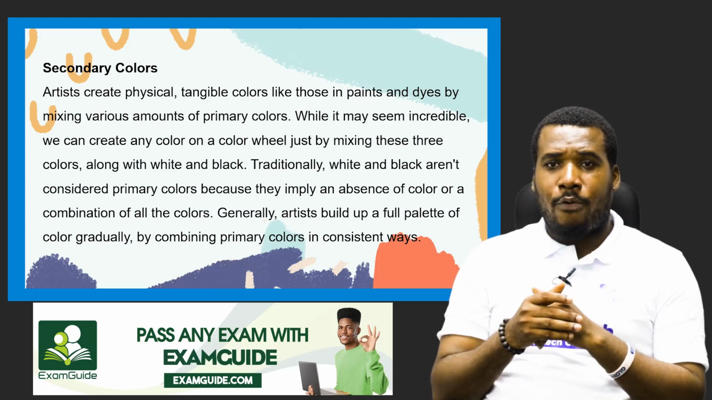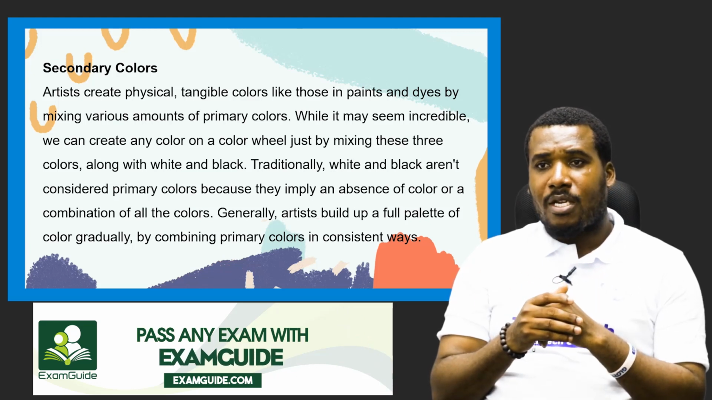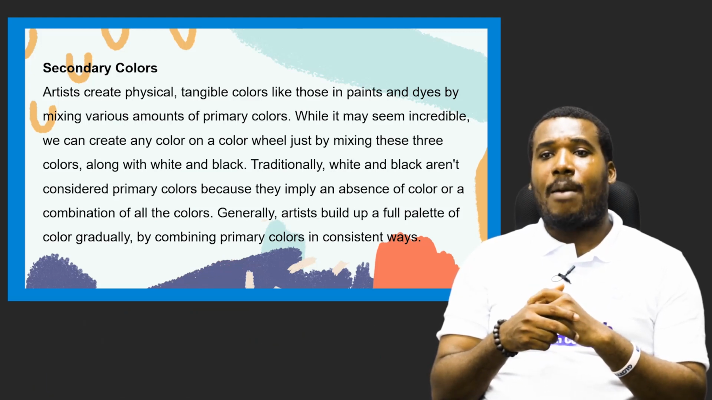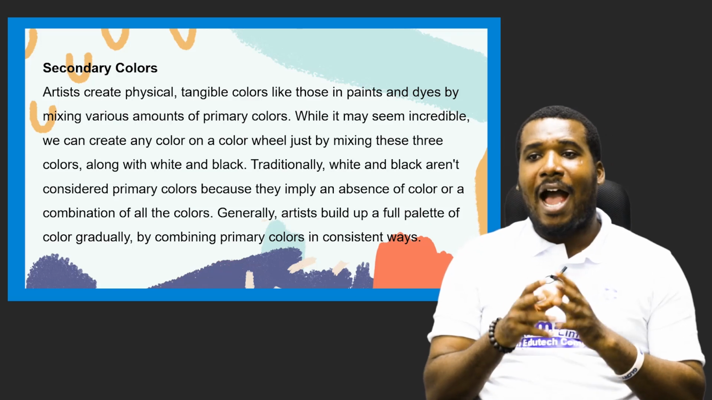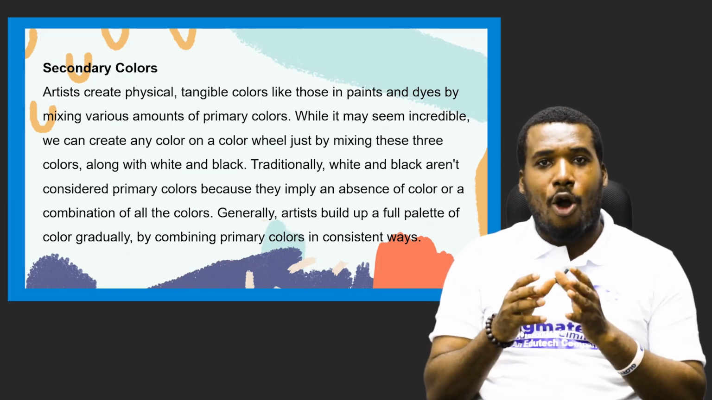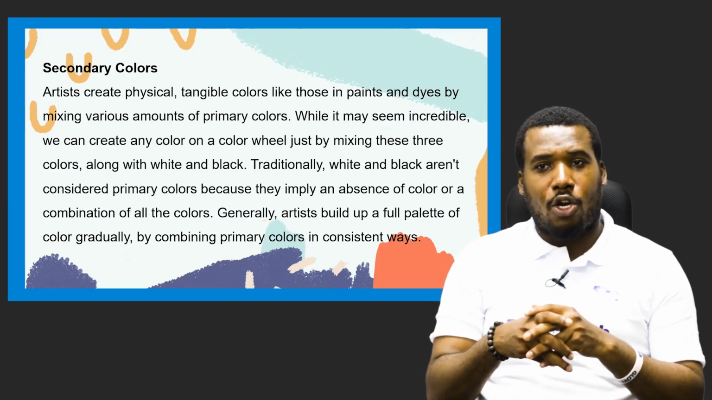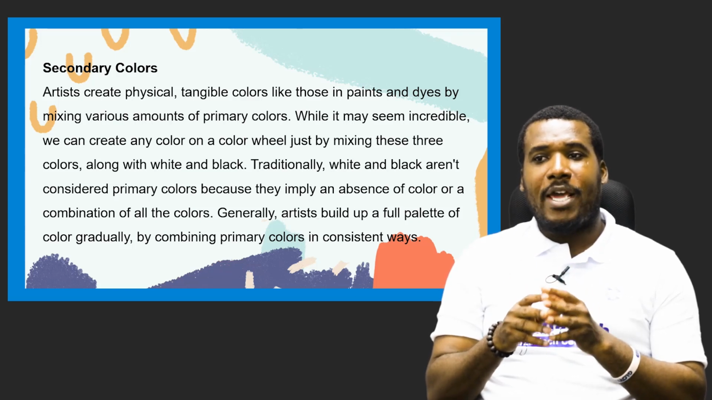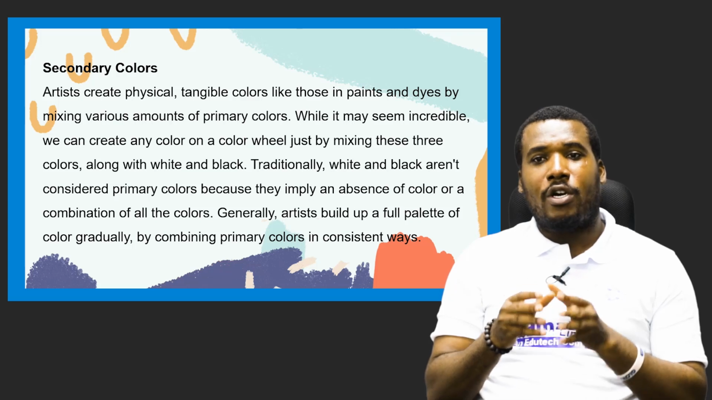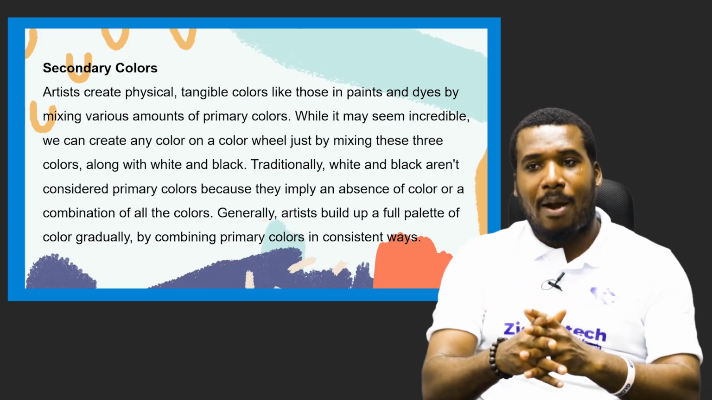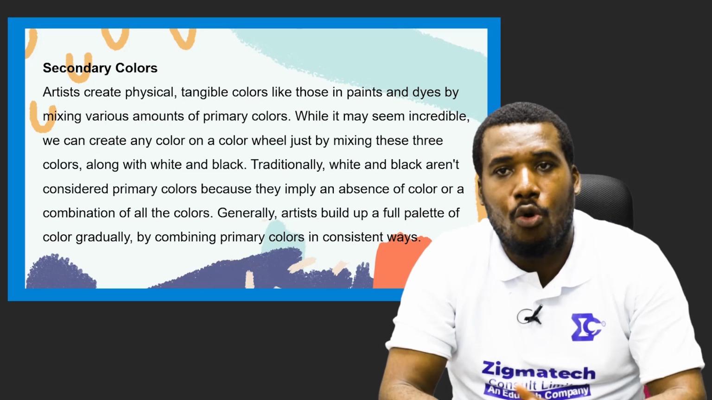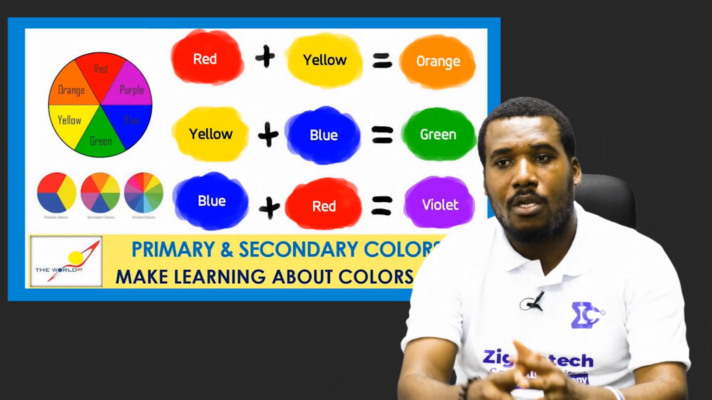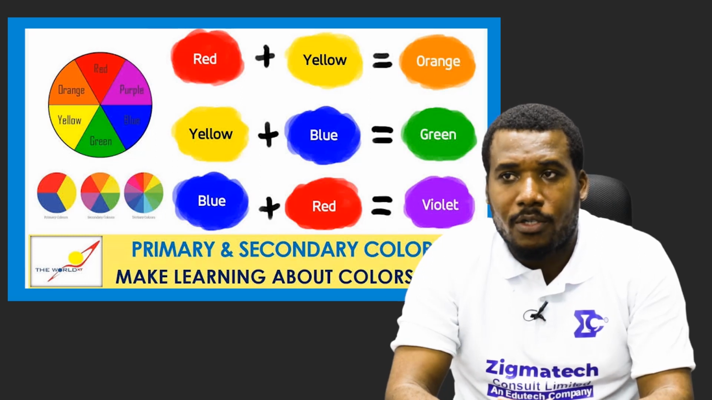Now those three colors, we already talked about them. Traditionally, white and black aren't considered primary colors because they imply an absence of color or a combination of all the colors. Generally, artists build up a full palette of color gradually by combining primary colors in consistent ways. So we're going to see how we can combine colors to get different colors.